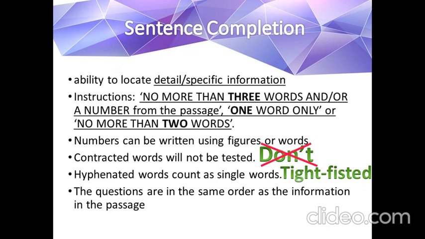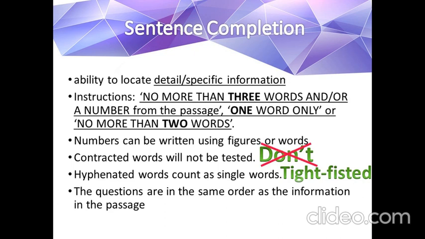So keep in mind that if it is written no more than 3 words, that will mean that you can write 1 number and 1 word, or 1 number or 2 words. In total, it should be 3, and it is advisable to keep it short. So if you can answer with 1 or 2 words, you need to answer it, because any extra word will be counted as a mistake.